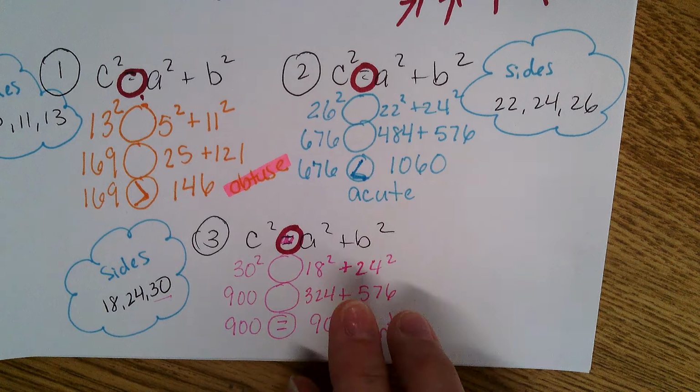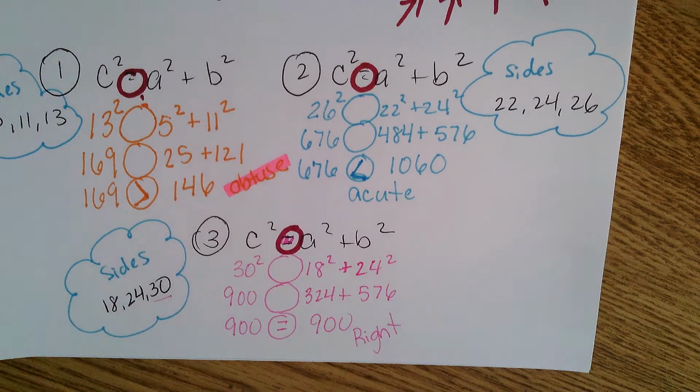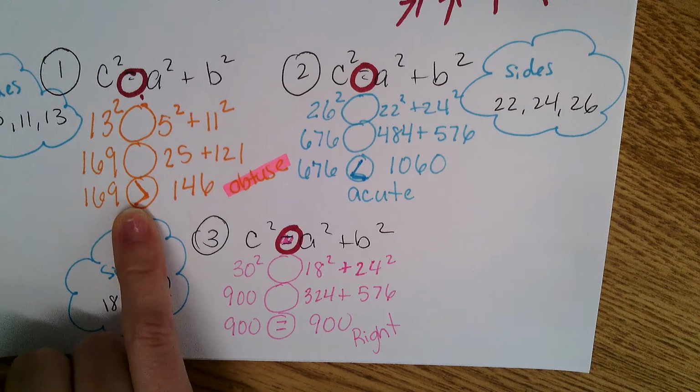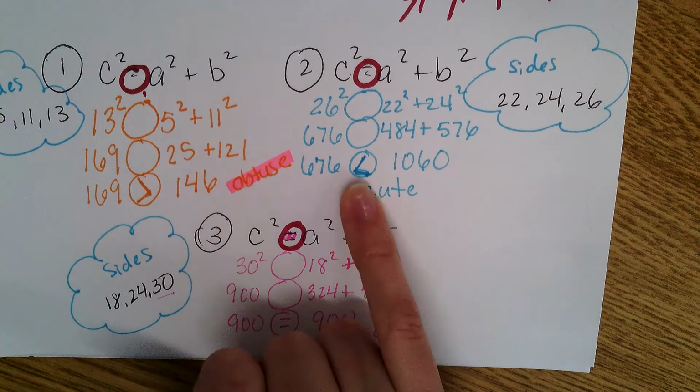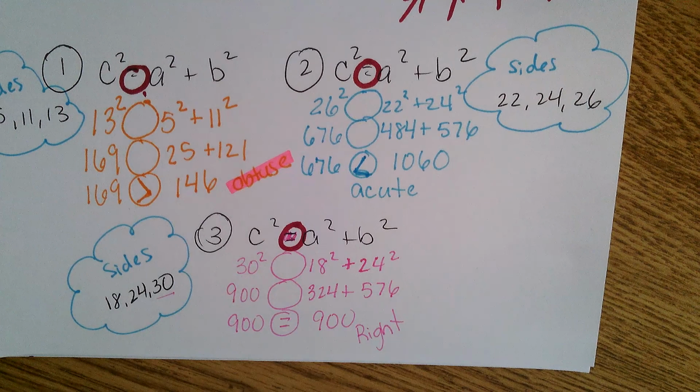All right. So I would definitely write it this way. It makes it a lot easier. It's not as confusing. Greater than, most people think of bigger, so that's obtuse. Less than is acute. And then equal to would be right.